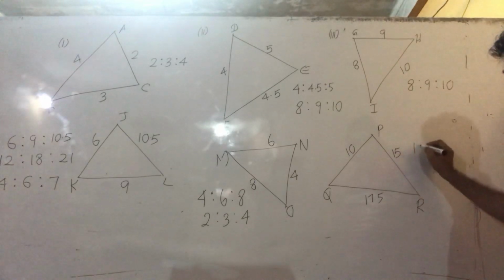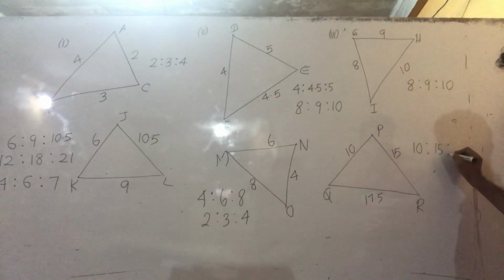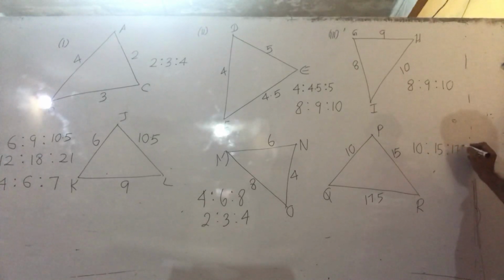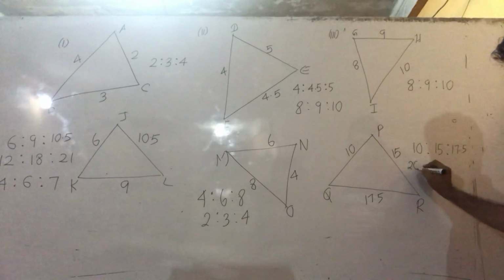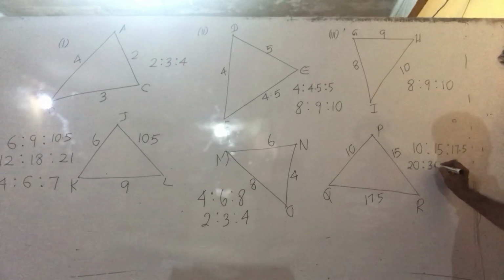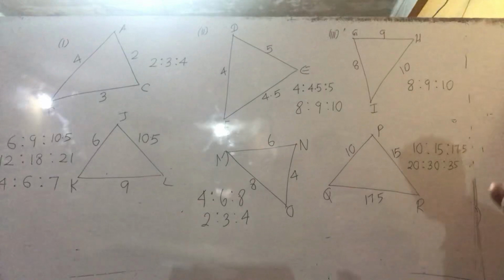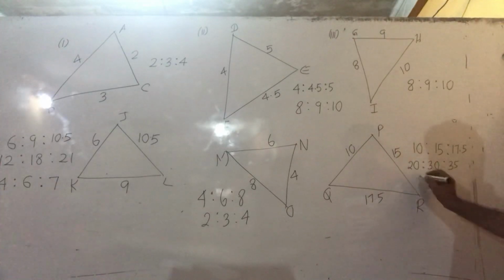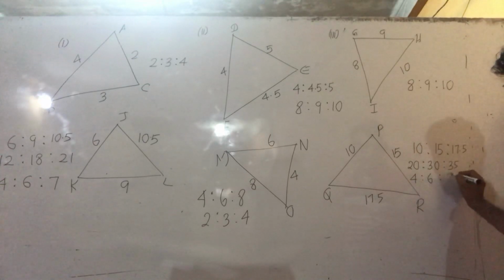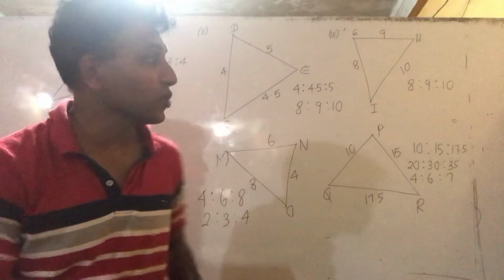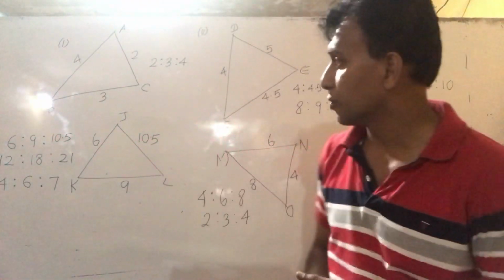I show here 10 is to 15 is to 17.5, but we won't write the decimal, make it whole. Multiply by 2, multiply by 2, so 20, multiply by 2, 30, multiply by 2, 35, is it? Always give the simplest ratio. Divide by 5: 4 is to 6 is to 7. Now see which triangle has the same ratio. They are equiangular. That's the method, right?